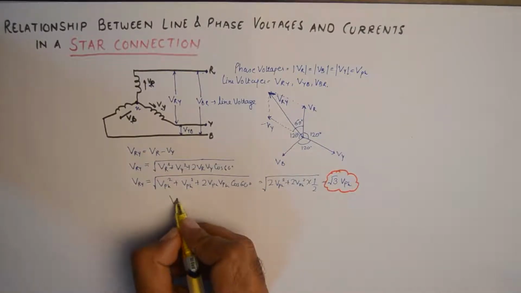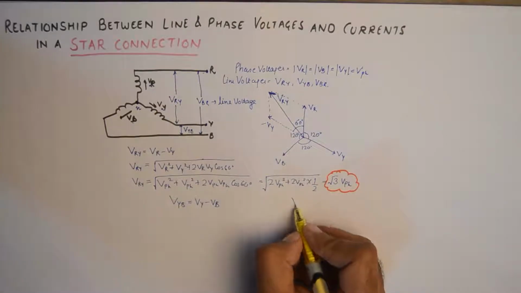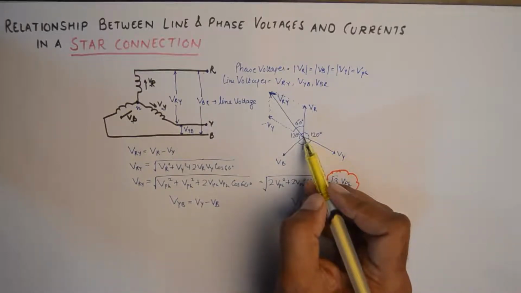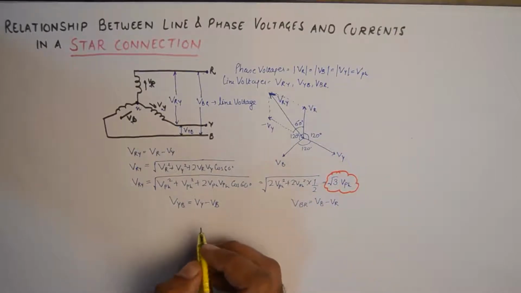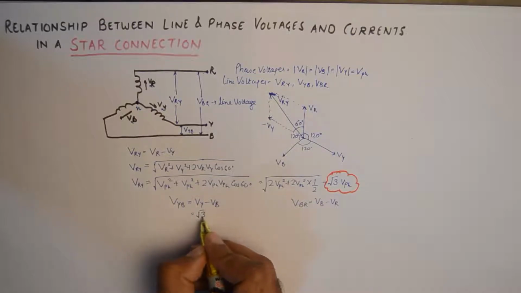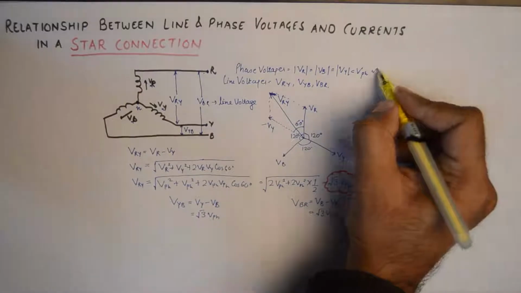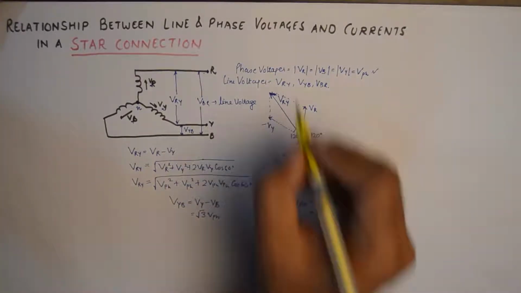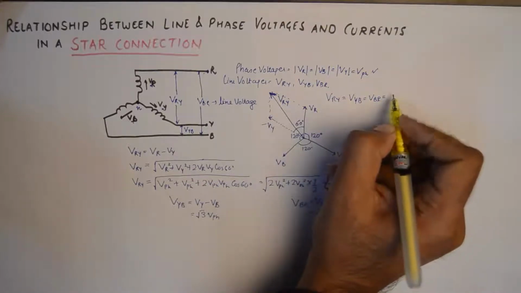And on similar lines, you can calculate that VYB will be equivalent to VY minus VB. It is the vector difference. And VBR will be VB minus VR. And for all of them, you'll need to extrapolate the vector in the other direction to make it as negative, to find out the sum or the resultant. But the fact of the matter is that the line voltage will come out to be under root 3 times the phase voltage in all the three cases, which is pretty consistent once this condition is there. And you can also see that VRY is equivalent to VYB is equivalent to VBR, which is equivalent to VL, line voltage.